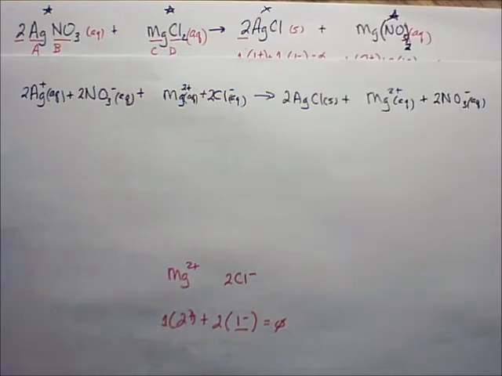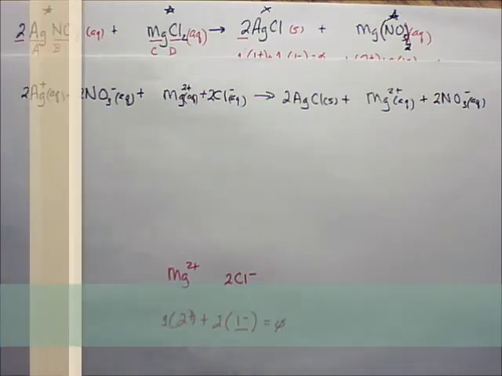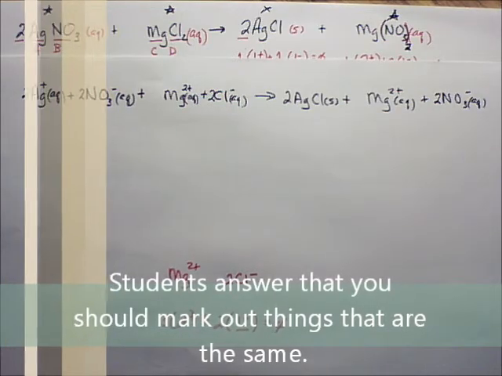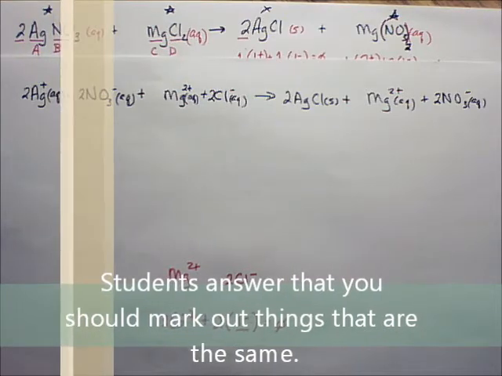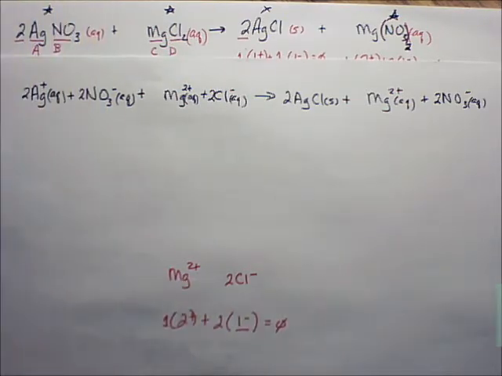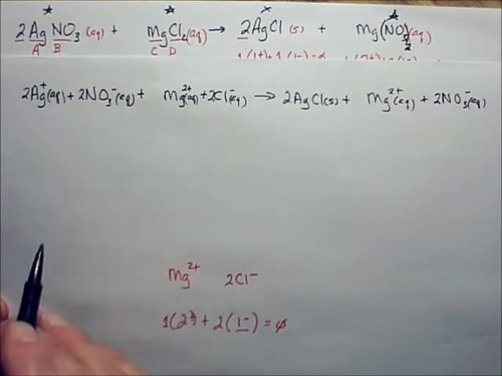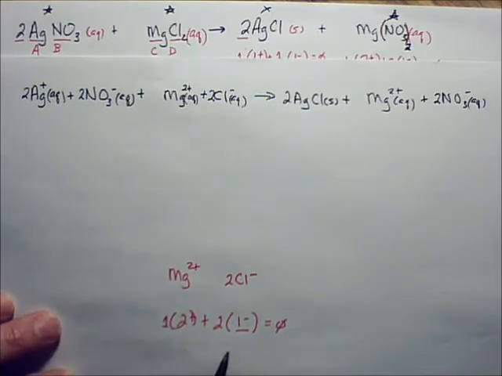Let's move on. All right, now you need to write a complete ionic equation. I mean a net ionic equation. Okay? How do you do that? What do we have to do? Figure out which stays the same. Exactly the same. Not a little bit the same. Exactly the same. So please do that. Now, if you're going to mark them out, don't scratch them completely out. One diagonal line is all you need.